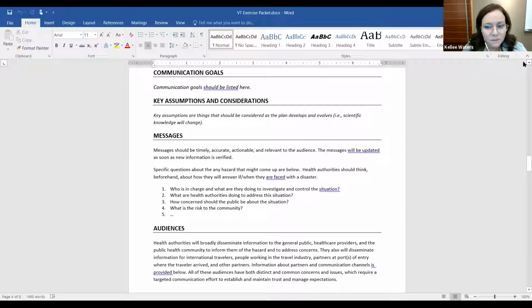When you look at the messages, knowing that you're going to have to update them and knowing that you're going to have to tailor them, you can still guess for every hazard the things that people might be asking, or based on previous hazards that you've worked on, the things that people have asked before. So who is in charge? What are they doing to investigate? What are the health authorities doing to address the situation? How concerned should the public be about the situation? What are the risks to the community? Other things, what should our family do? Are we safe? Whose fault is this? Some of these answers you may not have, but some of them you might. And you can anticipate some of these questions based on, like I said, previous emergencies that you've worked on, and things that you yourself as a community member would want to know.